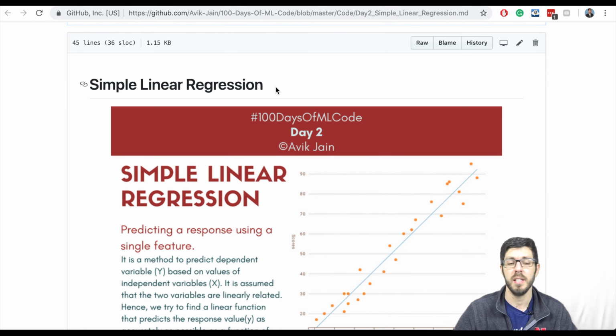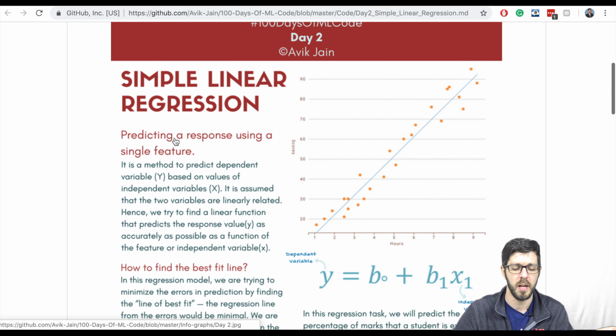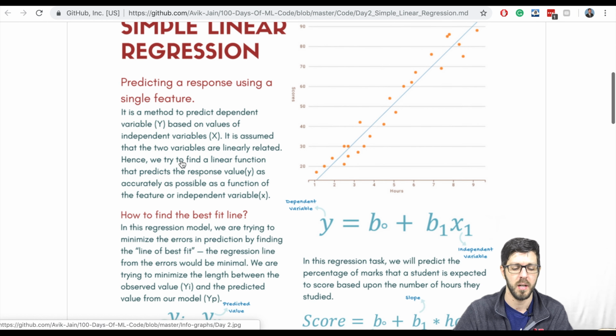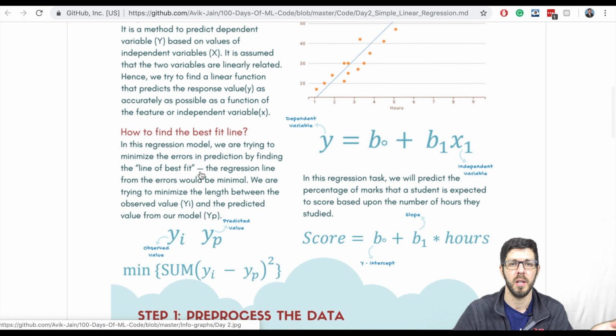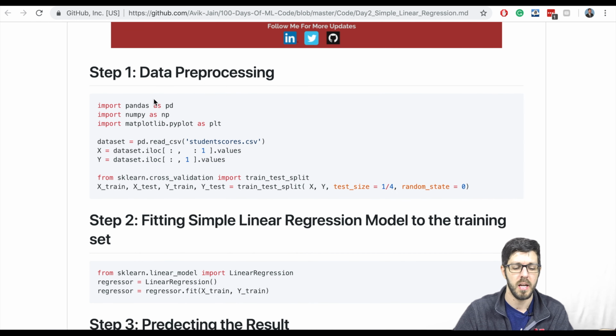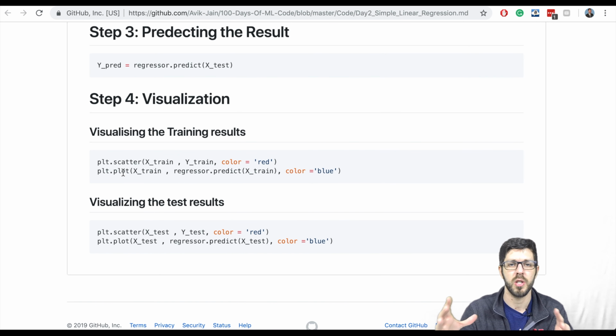All right, so the next day we're going to start getting into some of the basics of statistics. For example, linear regression. I won't go through this, you can spend the time to read it, but he's done a great job of summarizing what it is. Here's what linear regression is, and then here are the steps, similar to what we did: data preprocessing, fitting, predicting, and visualizing. Ideally, you'll get a chart and you can visualize your results and see how well you did.